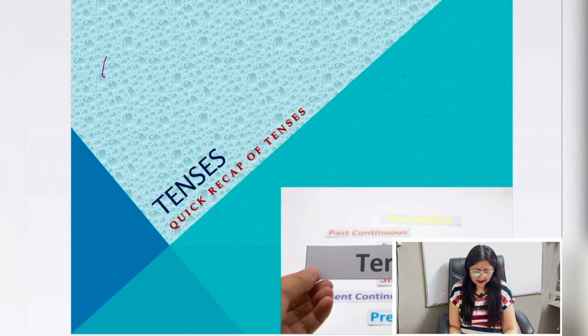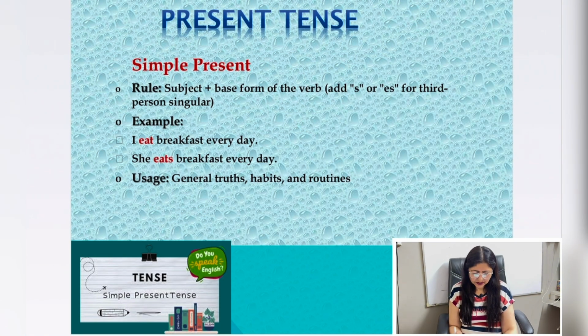So first is our present tense. In present tense, you have to keep in mind a very simple rule, that is your subject plus base form of verb, along with object. Now what are the different kinds of verbs? Let me simplify it because you will see it in many of my videos.